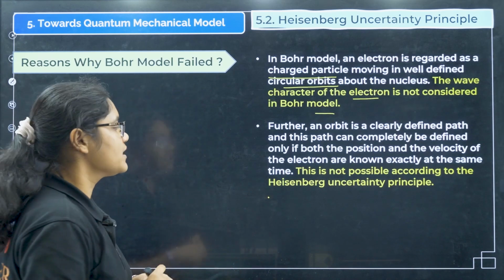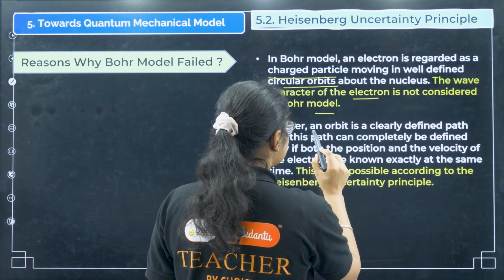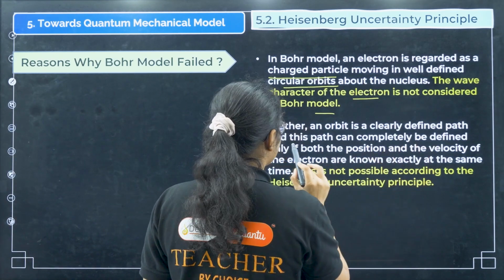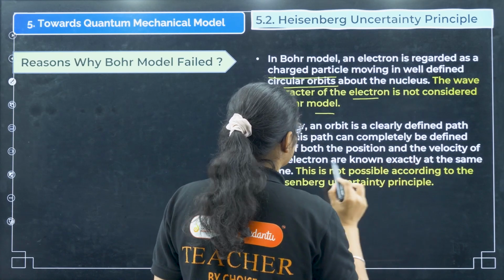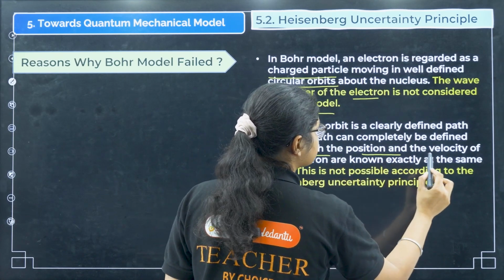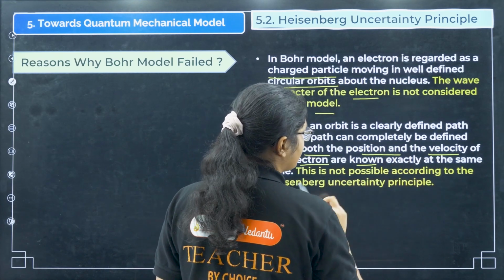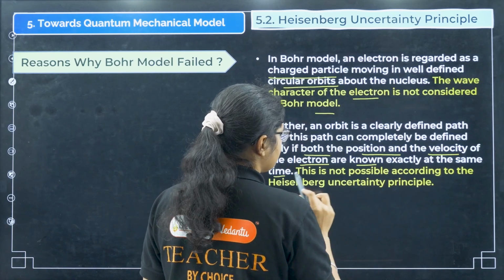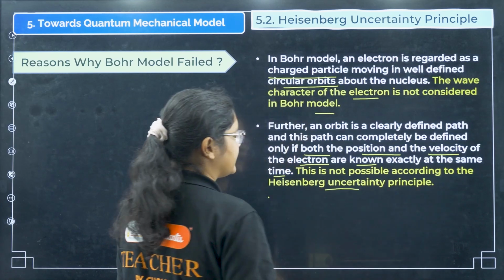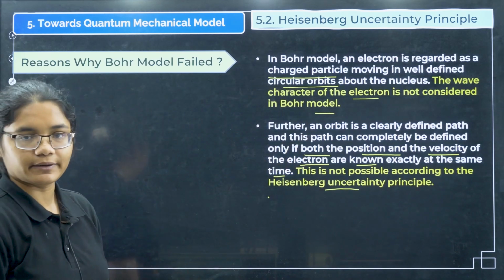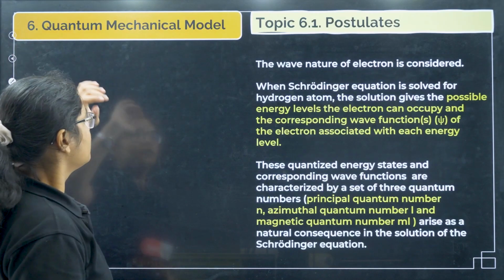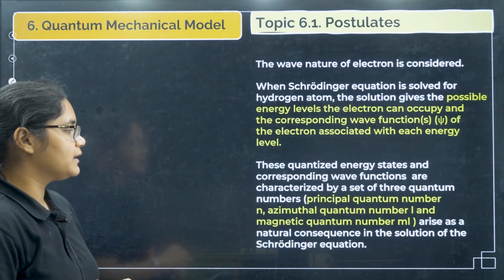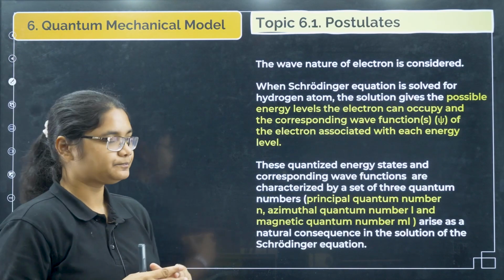That's the first reason. And second, as we already discussed, an orbit is a clearly defined path, and this path can completely be defined only if both the position and the velocity of the electron are known exactly at the same time. This is not possible according to the Heisenberg uncertainty principle. Clear? Fine. Next, coming to the quantum mechanical model, what does it say?